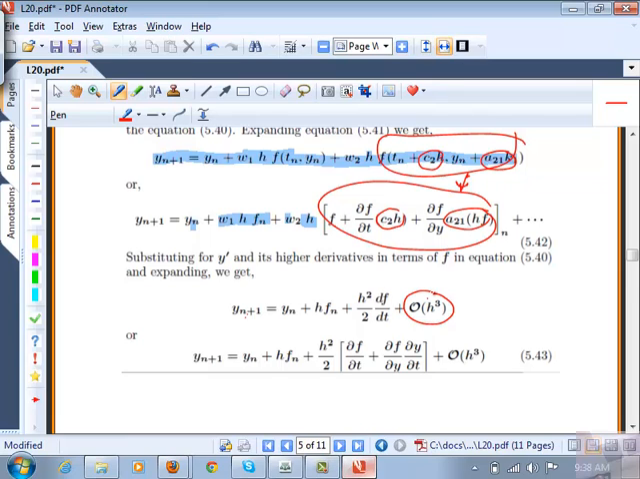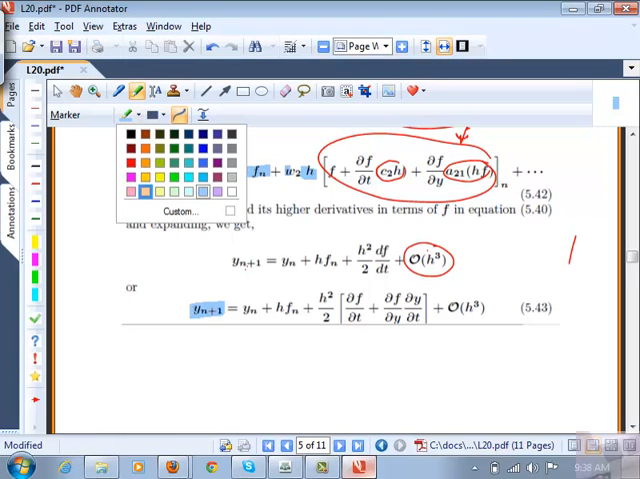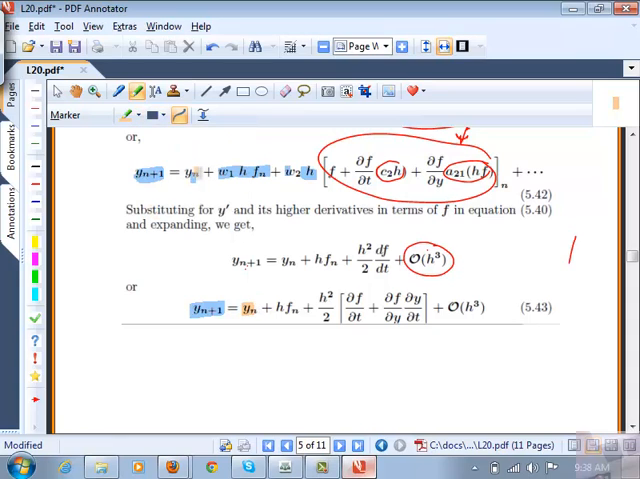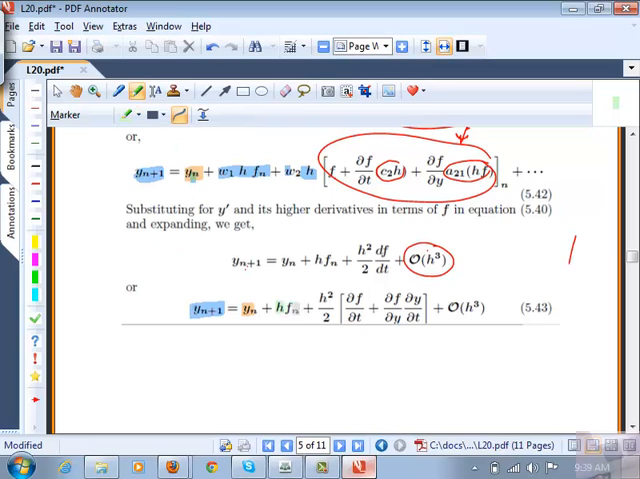And then what is the next term? The next term is df/dt. I want to match that with the df/dt term. So what should be the condition? Well, I have h here and h there, so h squared, and I need the h squared to be taken out of that. I have 1/2 here. So W2 times C2 must be equal to 1/2. Then we would have matched that particular term.